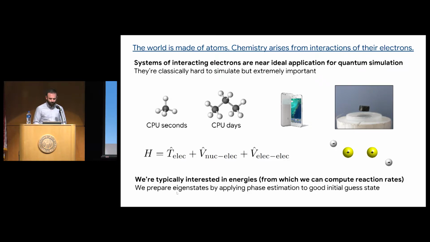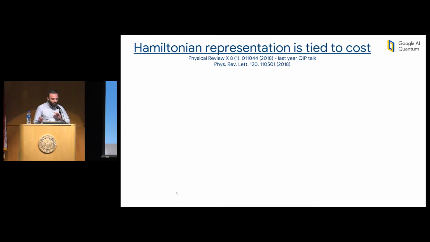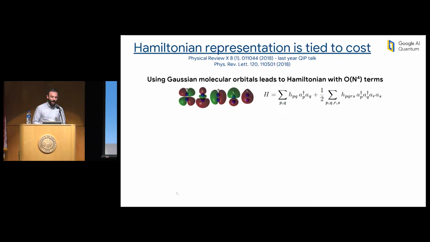And typically, the way you do this within a fault-tolerant architecture is to prepare eigenstates by applying phase estimation to some good initial guess. So in order to understand the context of this work, I'm going to briefly rehash some stuff I spoke about last year at QIP, which is the relationship between Hamiltonian representation and cost. So historically, people have used Gaussian molecular orbitals to represent the Hamiltonians for quantum chemistry simulation, because these are very compact single particle basis functions, and you don't need that many qubits to represent molecules with high accuracy.